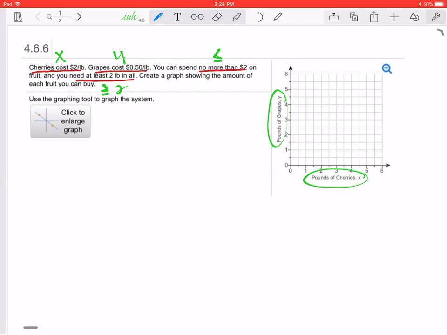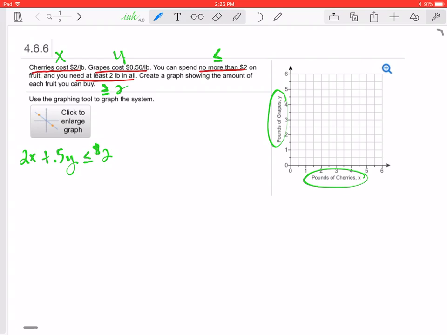The first inequality is going to be easier to talk about in terms of the cost, the money. We're talking about $2, so that's going to be less than or equal to. The cost is 2x plus 0.5y. That's the cost, because each pound of cherries I buy would be 2 times that value of x. So if I buy 1 pound of cherries, that would be 2, and if I buy 1 pound of grapes, that would be 0.5.